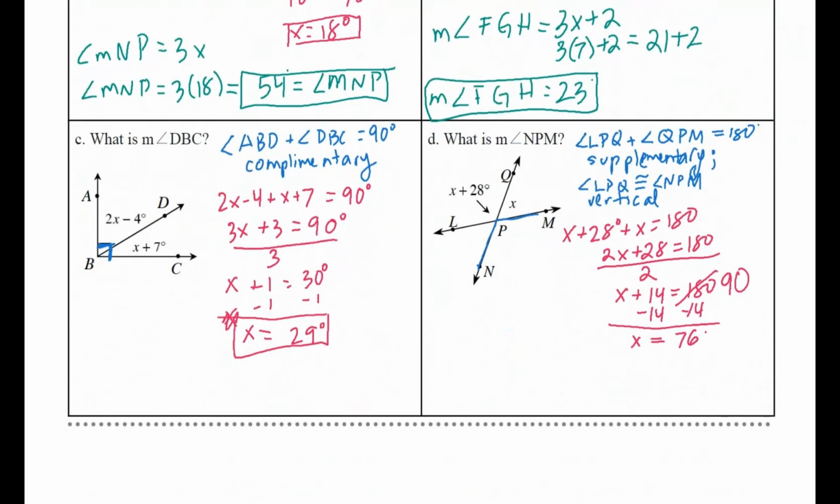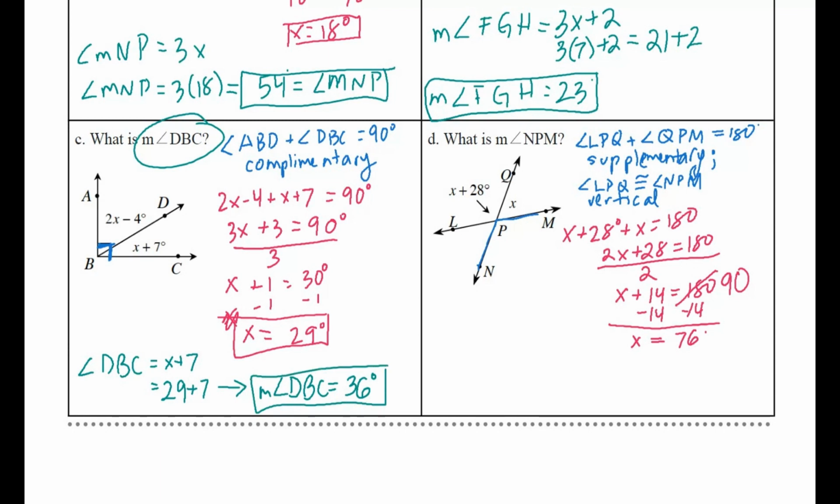Okay, next, what is the measure of angle DBC? Angle DBC is equal to x plus 7. So that's going to be 29 plus 7. Therefore, the measure of angle DBC comes in at 36 degrees.